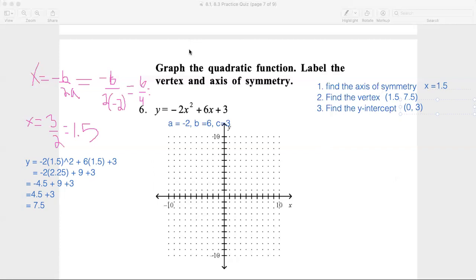Okay, so all we got to do is simply plot your vertex, which is at 1.5, comma 7.5. Let me see, 1, 2, 3, 4, 5, 6, 7.5. So I'd be here. I should expect it to face down. My y-intercept is at 0, 3. 1, 2, 3. So that means I would have a point the same distance away on the other side. All right, and then you make your parabola.